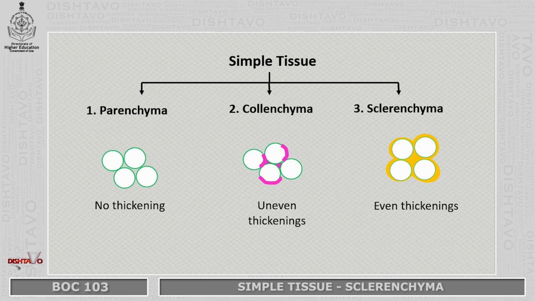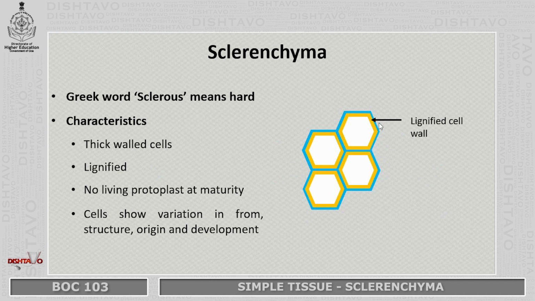Now we have already seen in module number 3, simple tissues are subdivided into parenchyma, collenchyma and sclerenchyma based on their cell wall thickness. We have the parenchyma, which is not showing any thickenings on the cell wall. We have the collenchyma that is showing uneven thickenings on the cell wall, and we have the sclerenchyma that is showing even thickenings on the cell wall. And the sclerenchyma tissue we are going to study in detail in this particular module.